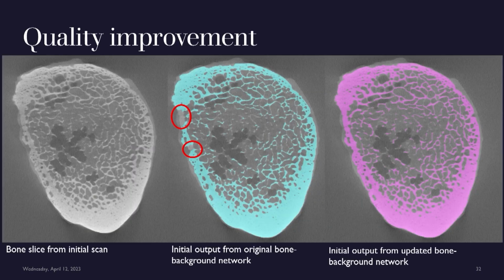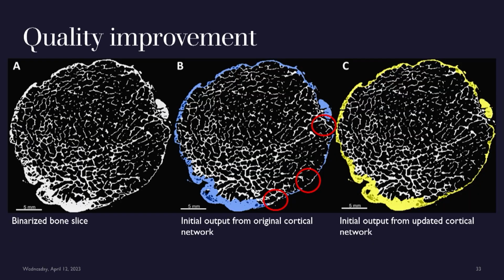So, some examples of the quality improvement. This is one where the circled area in red was a couple of spots that the initial output missed. The updated network on the right picked those up without us having to touch it. For the cortical network, again, it had issues sometimes where it was really thin bone, which makes sense because the trabecular bone is really thin and it's trained not to pick that up. But the updated network actually did pick it up.